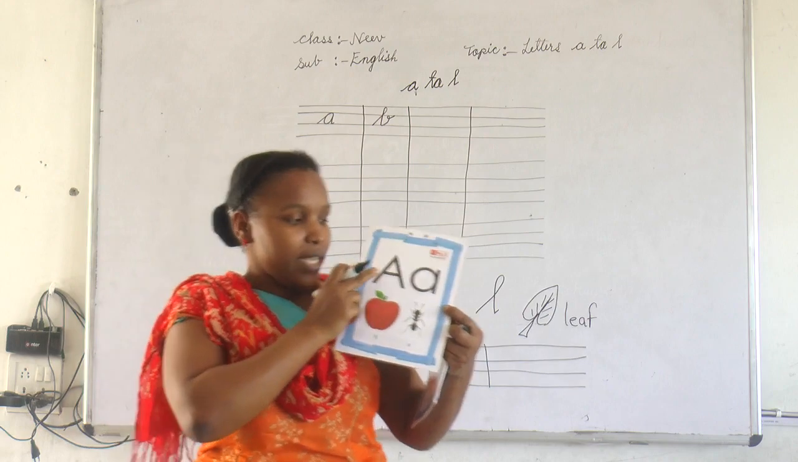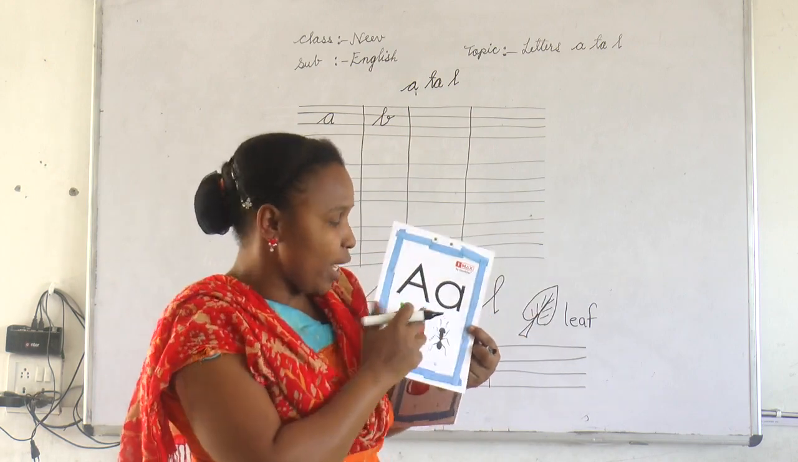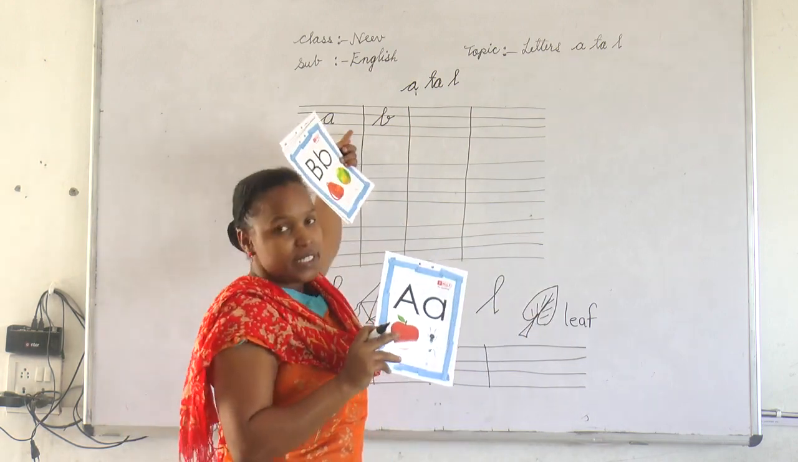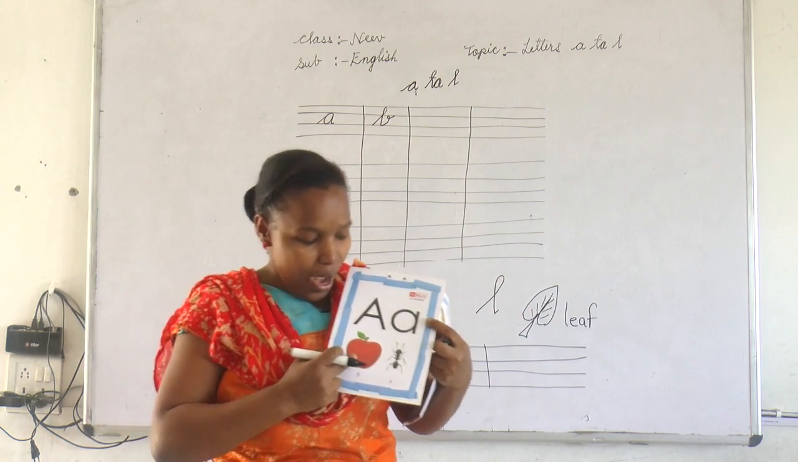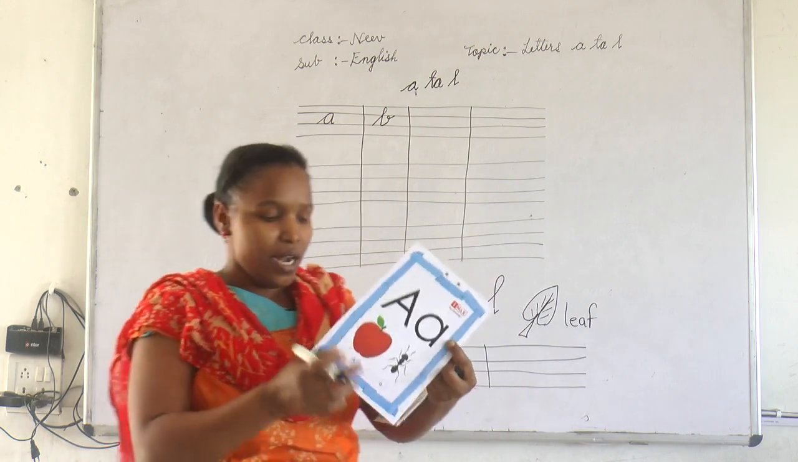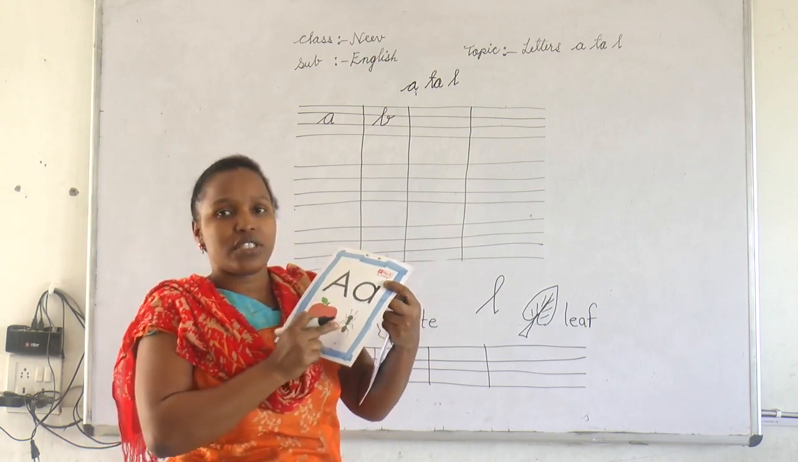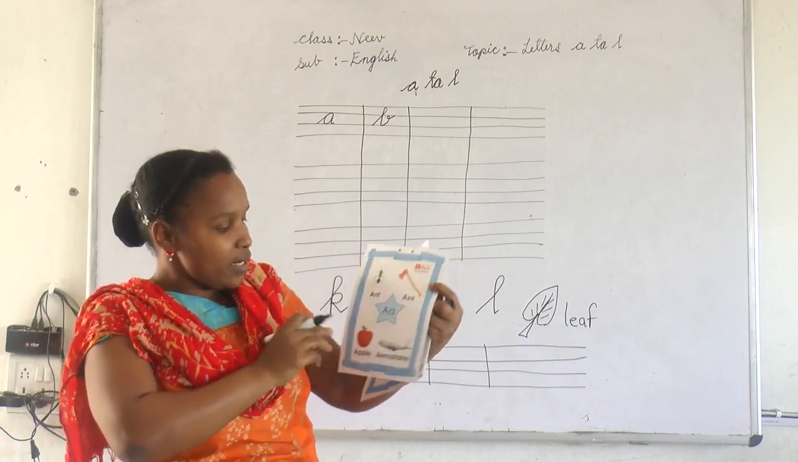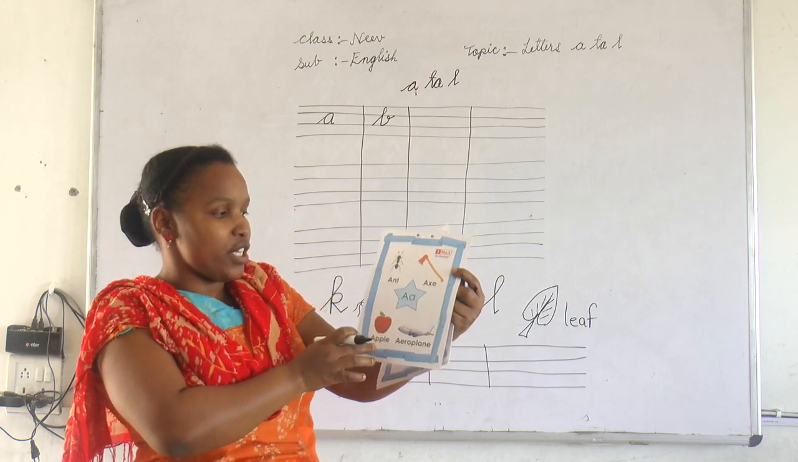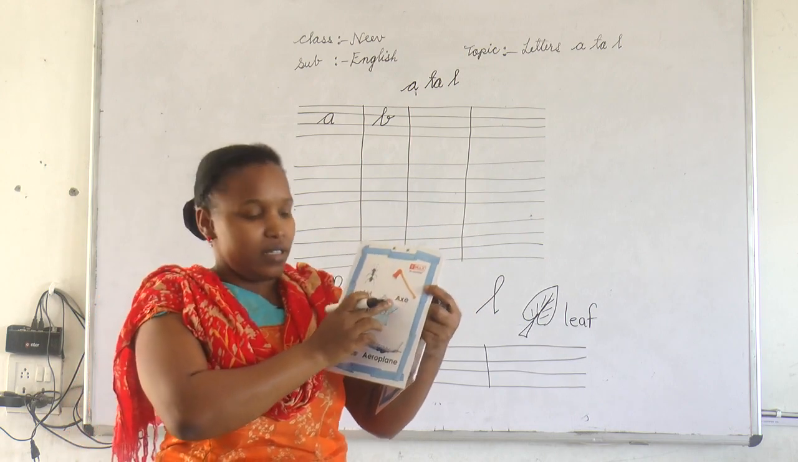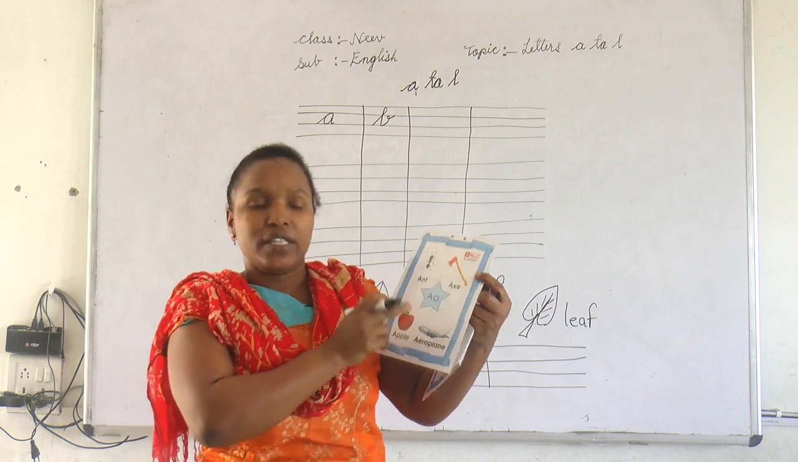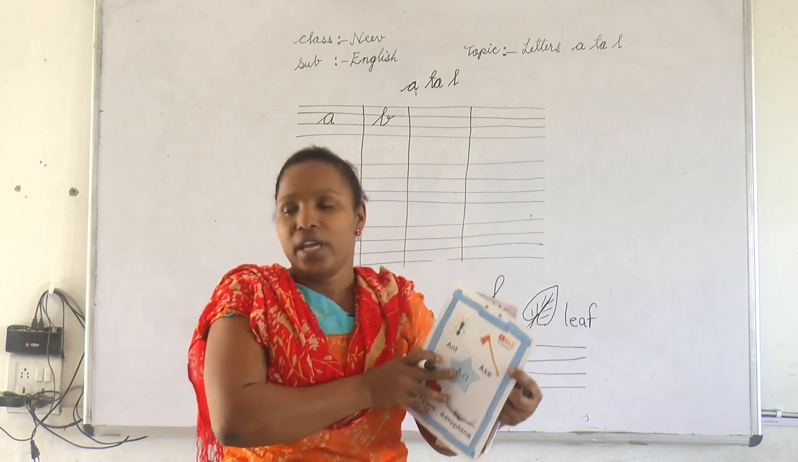This is called capital A and this is small a, and this is small cursive A. A, apple, A, ant. And apple word also starts with the A letter and ant word also starts with A letter. Here are two more extra pictures. See, like axe and aeroplane. These words also start with A letter.